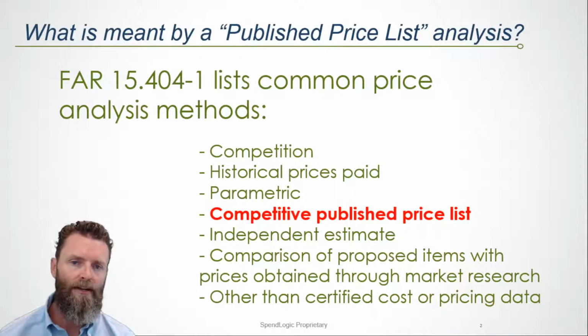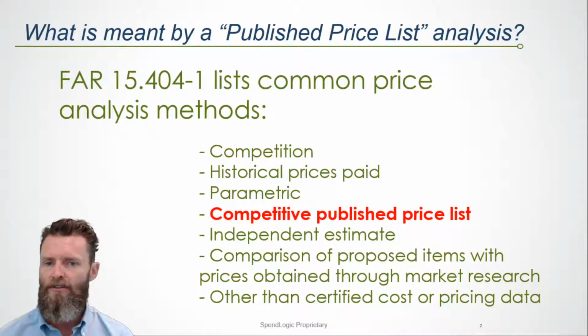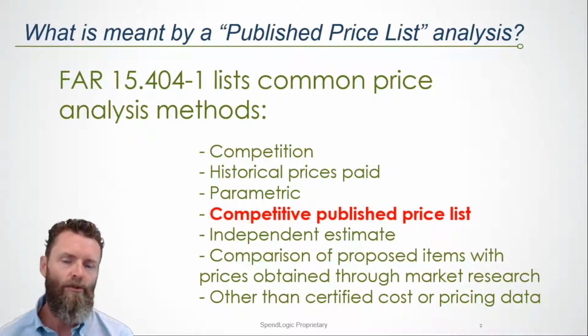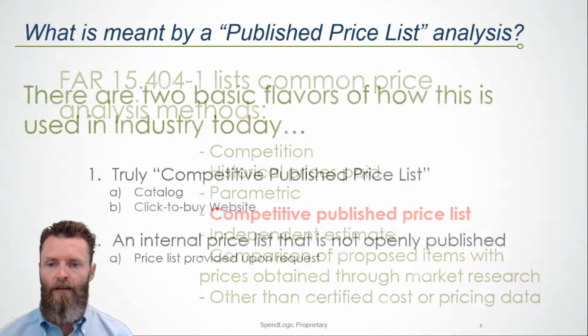We're going to have sessions on each of these, and we've gone through several. Published price list is usually used fourth in the list. The flavors of competition come first, then historic, then market comps or market comparables, and then you get into competitively published price lists. So that's where we're going.